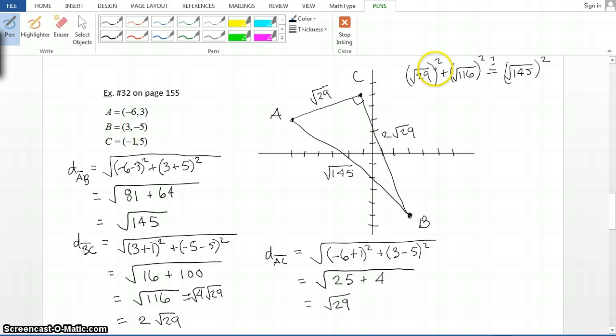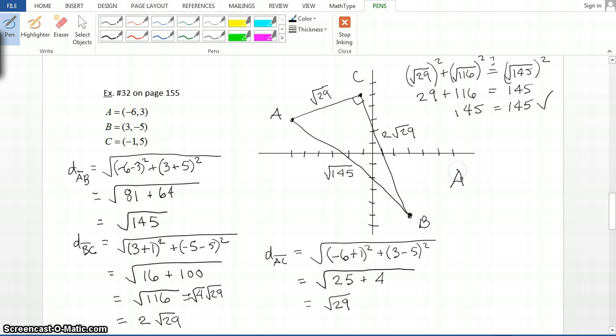Let's go ahead and square that square root. You get 29. If I square this square root, I'll get 116. If I square that square root, I get 145. Alright, adding those together, 145 equals 145. Check. Yes, this is a right triangle. We did our distances correct. That's good.